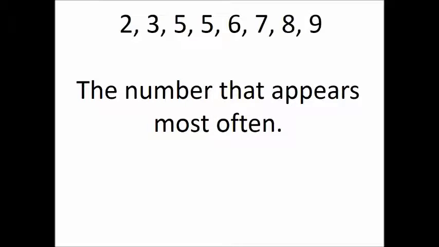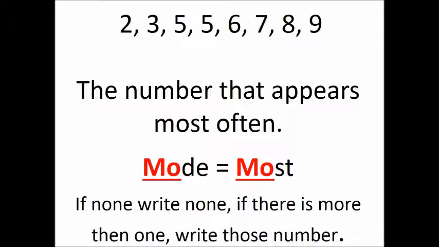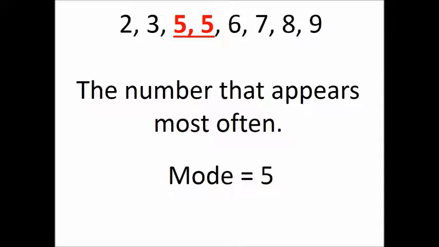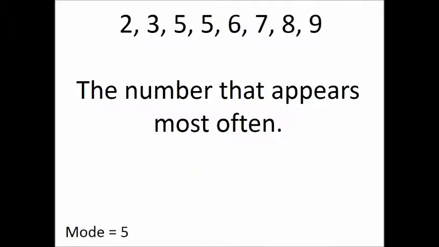So now that we have ascending order, it makes it easier for mode. For mode, it doesn't matter the order, but it helps you because it's the number that appears most often. So mode equals most. And if you notice, mode and most start with the same letters. If there's none that appears most often, write none. If there's more than one, write both numbers. So for this one, 5 is the mode because 5 appears most often. Mode and most. So we're going to put that in the bottom left because we're done with that one for now.